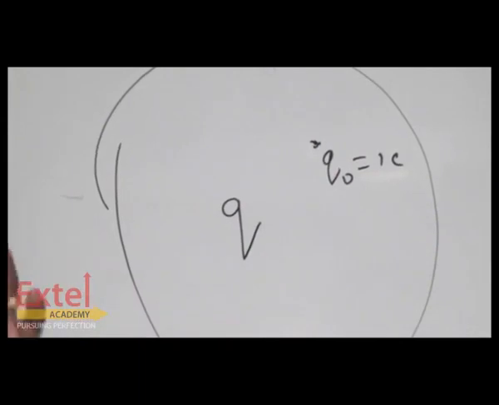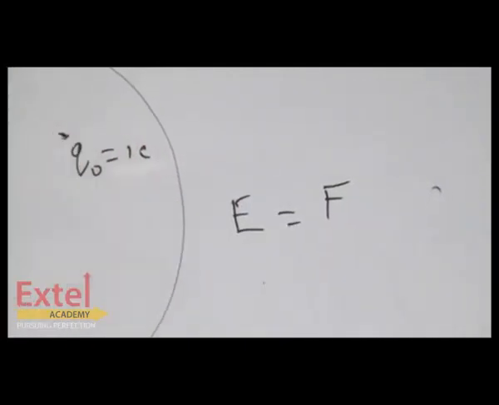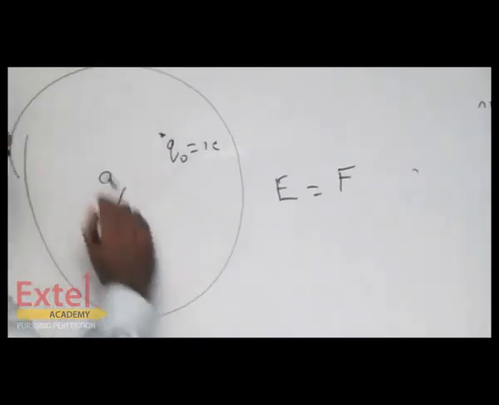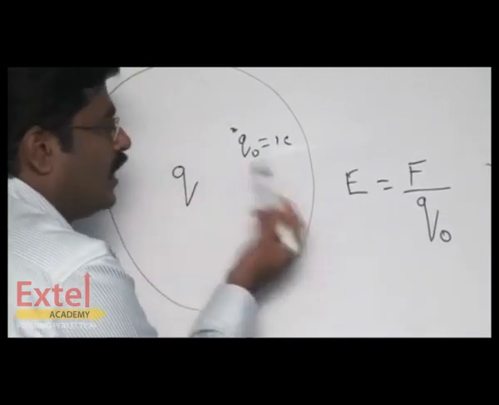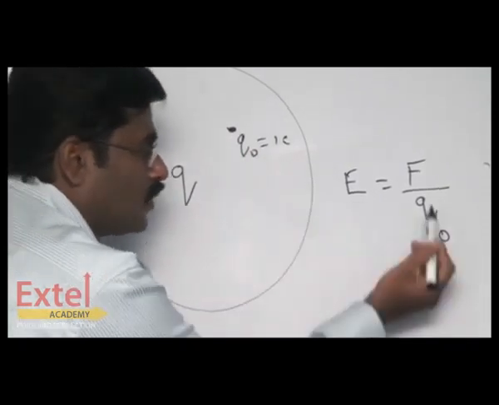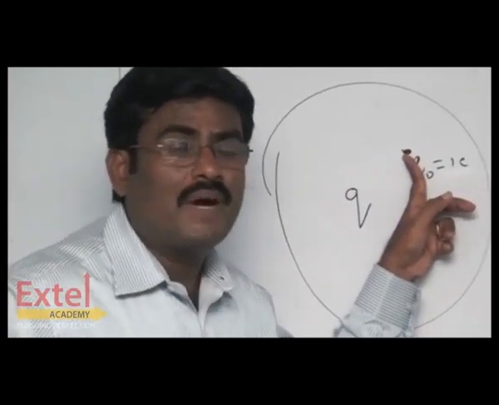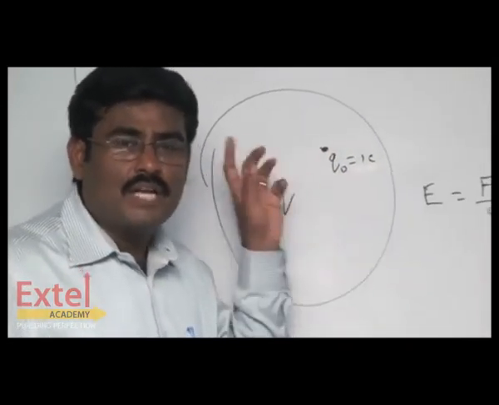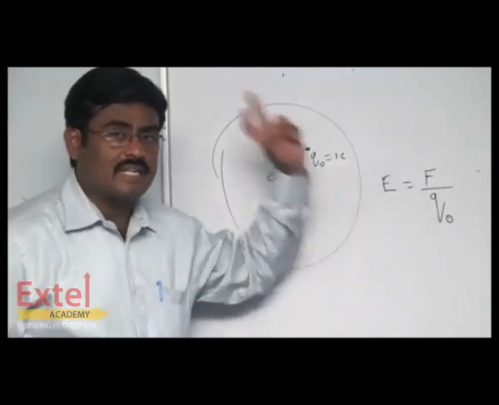The electric field intensity, which is referred to by the letter E, is defined as follows. E is equal to the force experienced by a unit positive charge at a point in the electric field of a source charge. The source charge is actually here, but I am going to calculate the electric field at this particular point where a Q naught is placed, so divide that force by Q naught. Shortly saying, the force experienced by a unit positive charge placed at that point will give you the electric field intensity of this source charge at that point. So this is the definition for the electric field intensity.